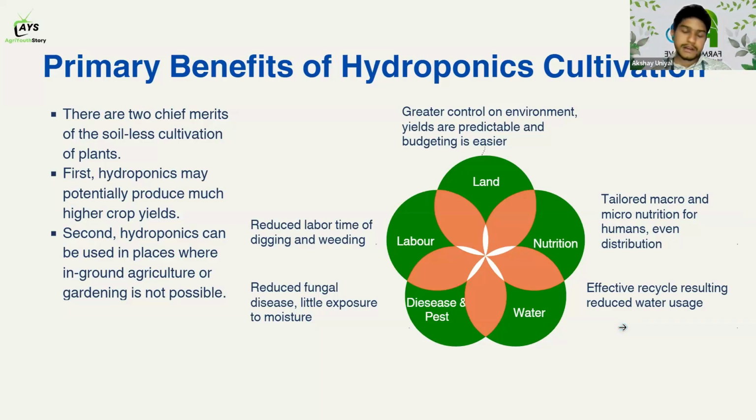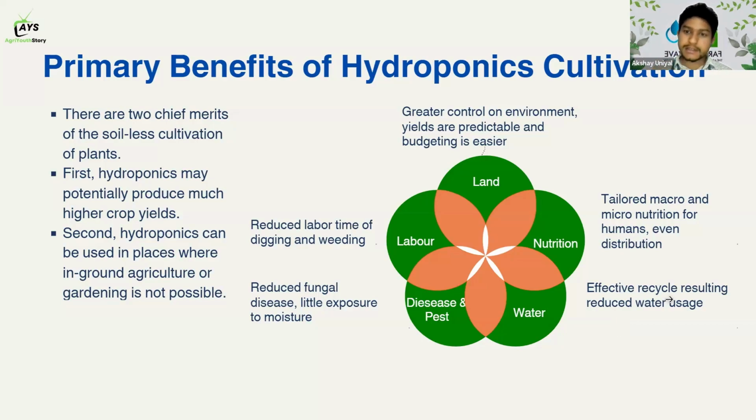Now, in NFT systems and DW systems, the water is being recirculated. In the grow bag systems, the amount of water is almost 90% less, because the water is supplied through a drip irrigation system. And with drip irrigation, we know up to 90% of the water is saved. Plus it's a special type of drip irrigation system made specially for hydroponics, so there is even more saving of water.